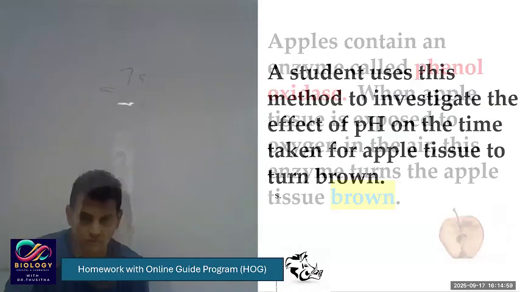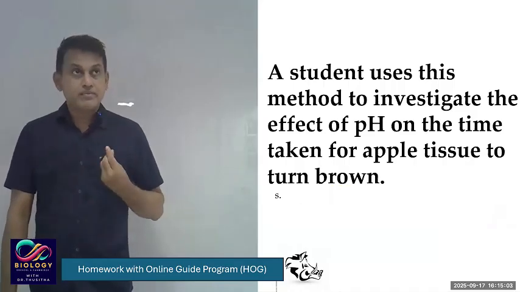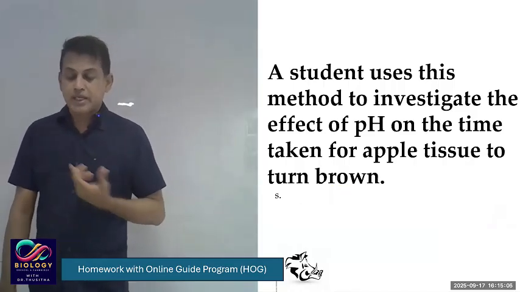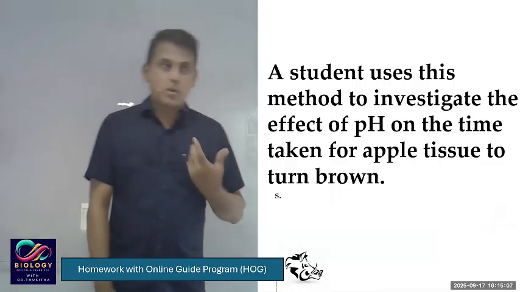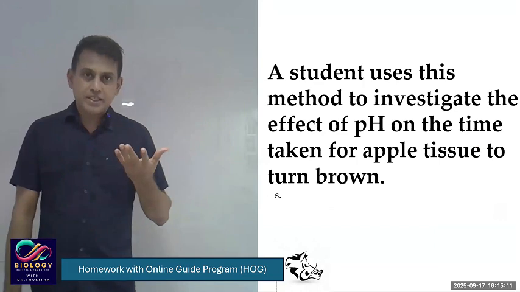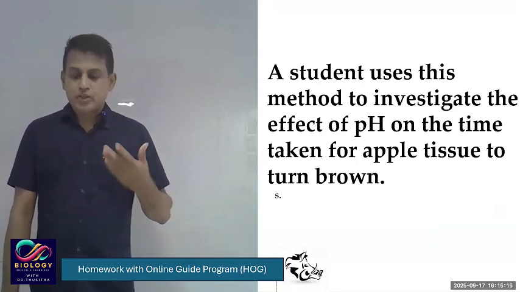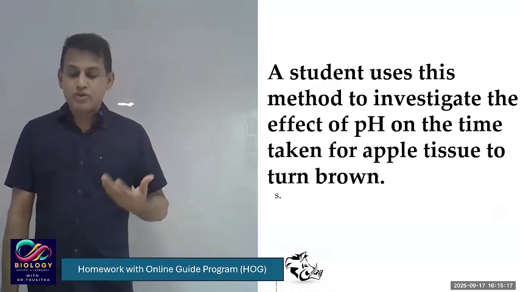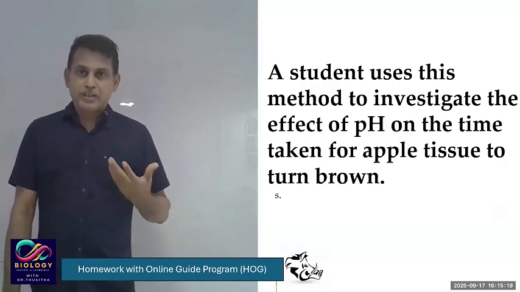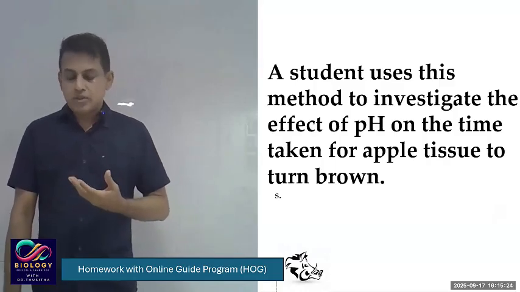Okay, next one. A student uses this method to investigate the effect of pH on the time taken for apple tissue to turn brown. So the main concern is the effect of pH and how long it will take the apples to turn brown when the pH changes. So let's see how the pH changes.